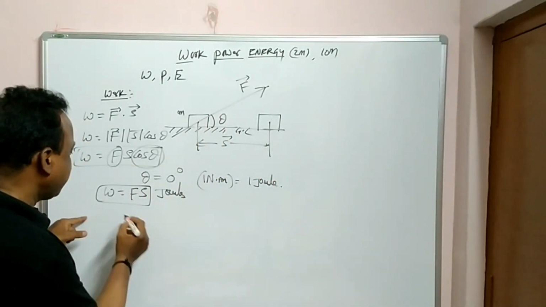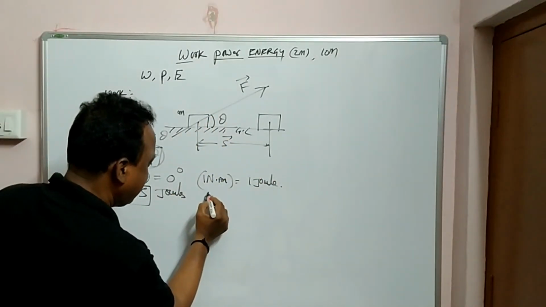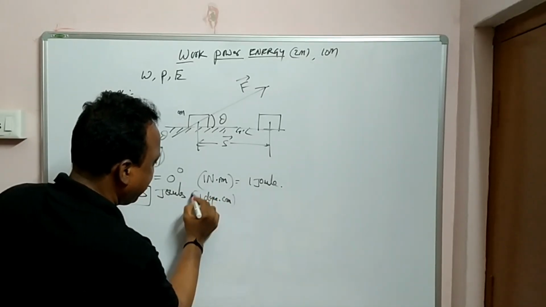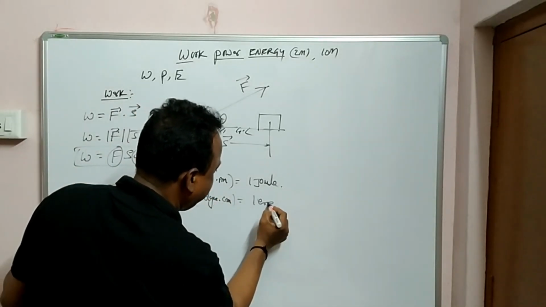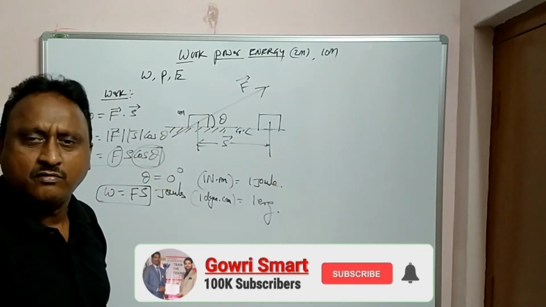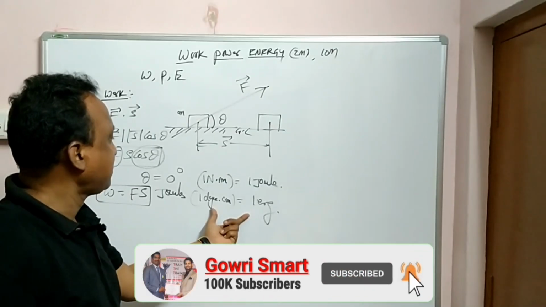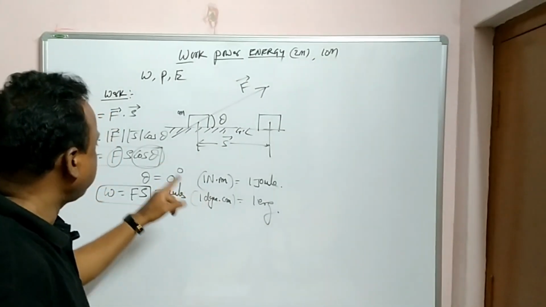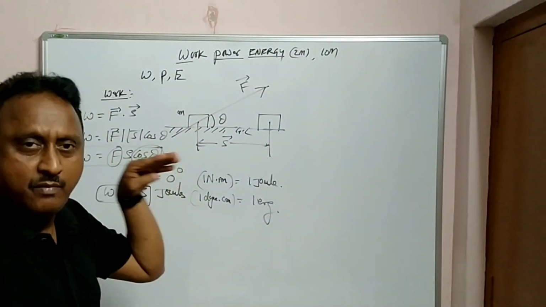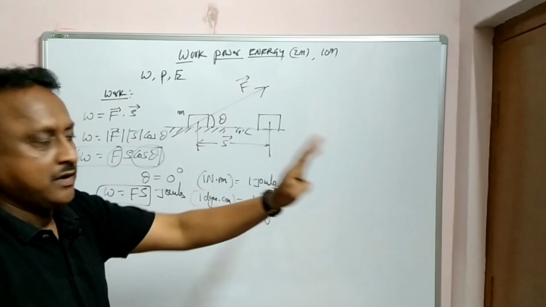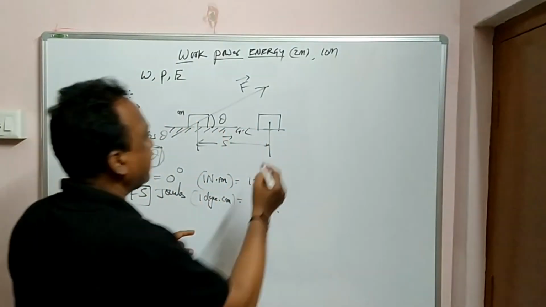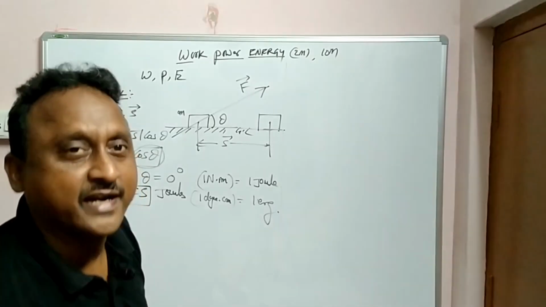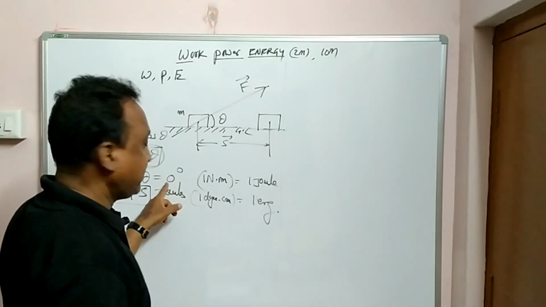In the same way, CGS unit also you can write down. CGS means dyne, 1 dyne into 1 centimeter. This is equal to 1 erg. These are the units of work done by the force. Okay. And F cos theta is the component along the displacement. Now you can comment on this one for different cases. That is, already theta is equal to 0.